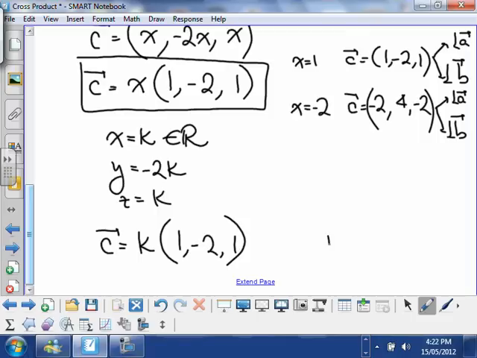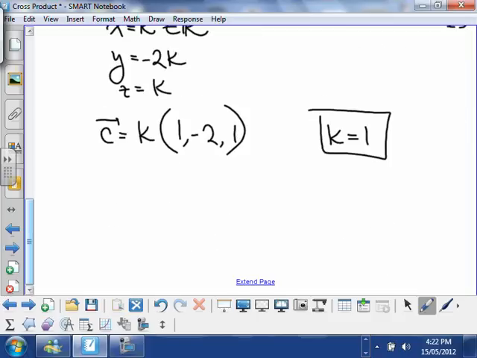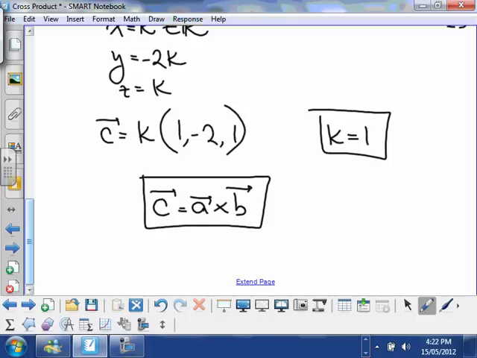The cross product is the one for k equals 1. So when k equals 1, that will give me C, which will be my cross product A and B. So there you go. This is how we found the cross product of two vectors.